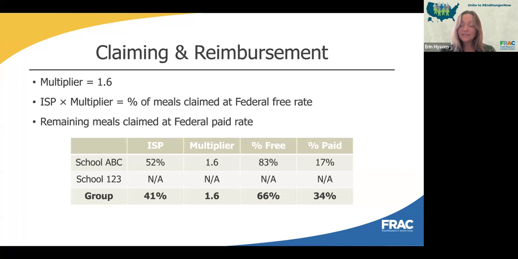If these two schools decided to participate as a group, you use the group identified student percentage to determine the federal reimbursement. So collectively, school ABC and school 123 had a group identified student percentage of 41%. 41% times 1.6 equals 66%. So as a group in both schools, 66% of the meals served would be reimbursed at the federal free rate, with 34% of the meals served reimbursed at the lower federal paid rate. Next slide, please.